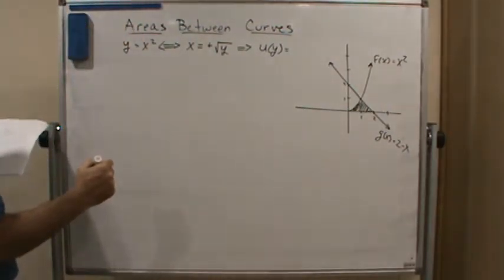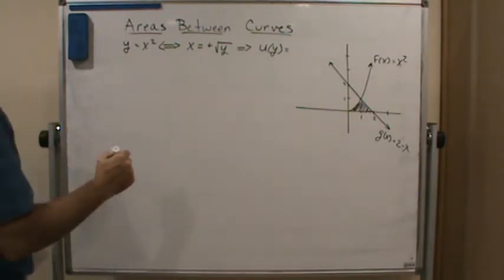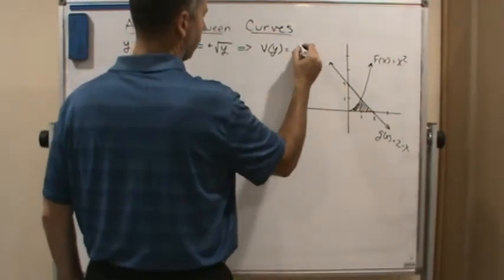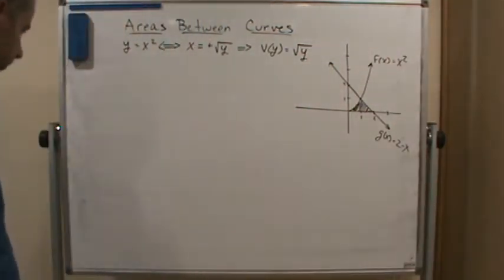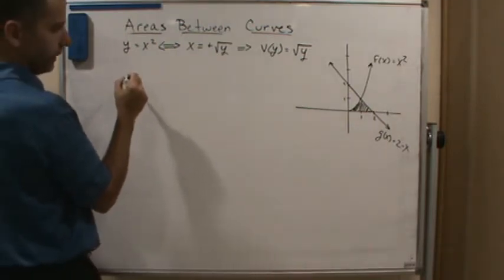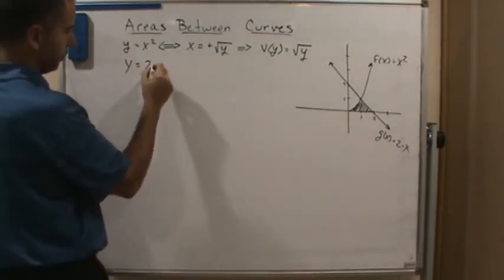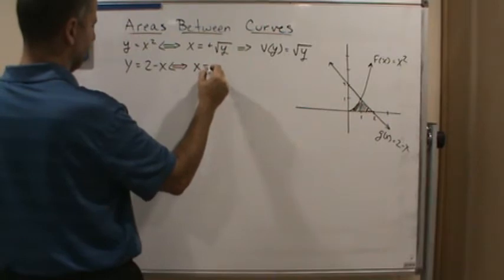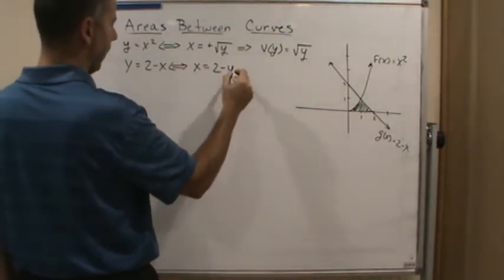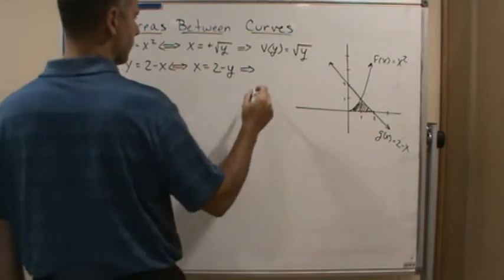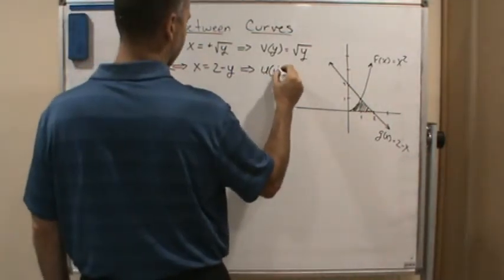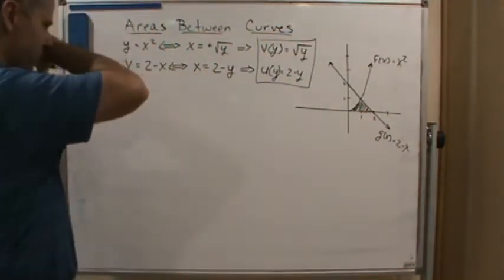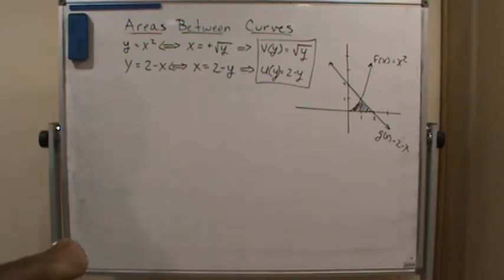Or is this going to be v? Just want to make sure. Yeah, v. Because I want to be consistent. So this is going to be v. And now I'm going to take g of x, and that means y is equal to 2 minus x, which is equivalent to saying x is equal to 2 minus y. And so that's going to give us that u of y is equal to 2 minus y. And so these are the two expressions for the functions.